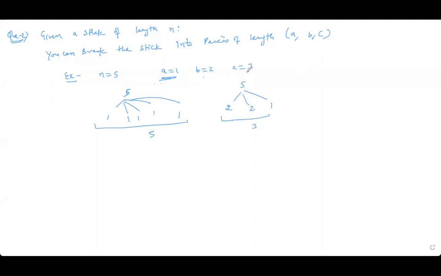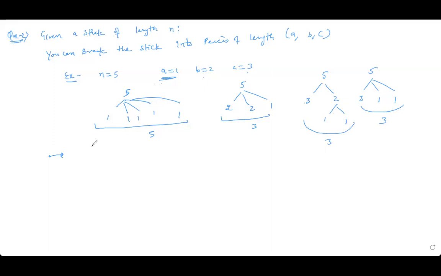If you want to break in terms of length 3, then there are 2 possibilities. You can break into 3 and 2, or you can break into 3 and 1 and 1. So the number of pieces will be 3 only in one case, and if you break into 3 and 2, the number of pieces is 2 only.